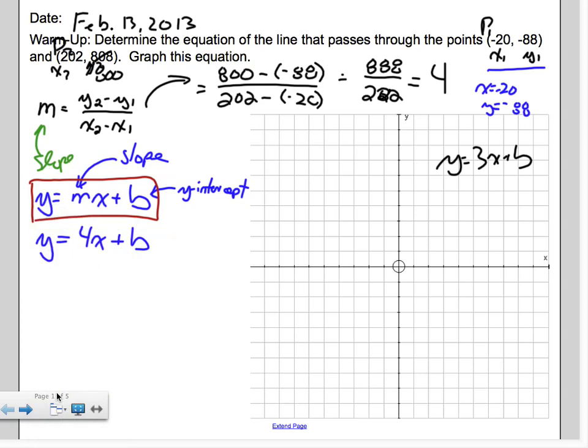That's why we're allowed to plug it in, because the line passes through those points. Unless the line passes through those points, it's meaningless. It's not related whatsoever. Okay? So here we've got negative 88 is equal to 4 times negative 20 plus b. So how do I get b?